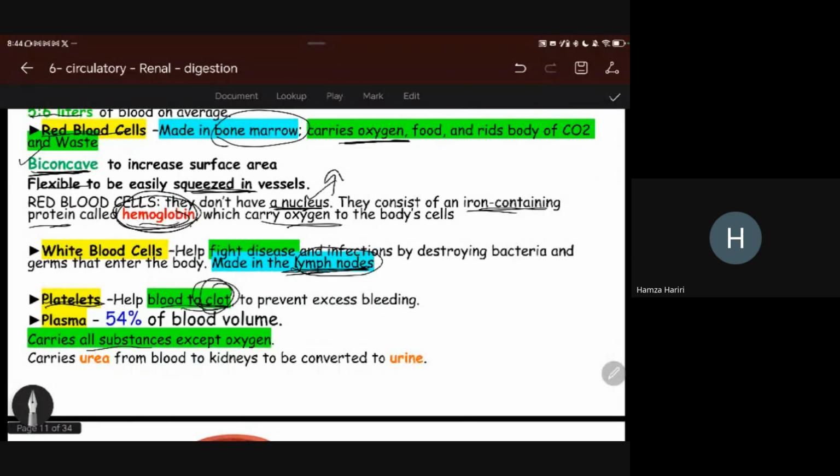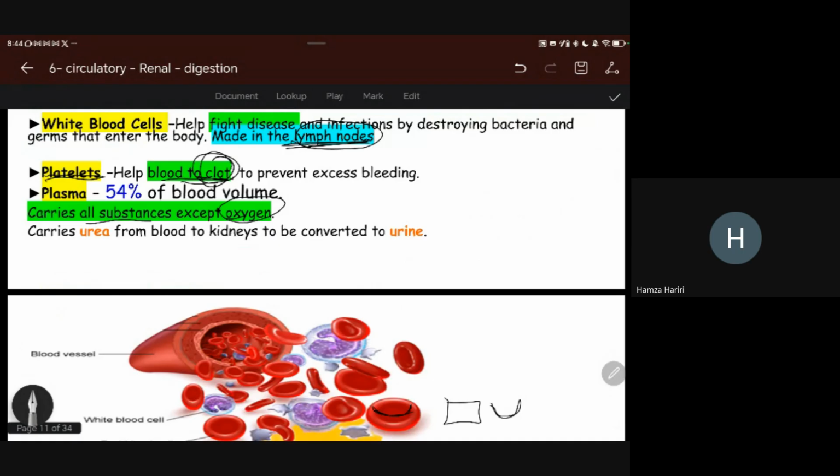So the plasma's function is to do what? It is mainly to carry any substance except for oxygen, because we already said that the oxygen is carried by the hemoglobin, which is found within the red blood cells.